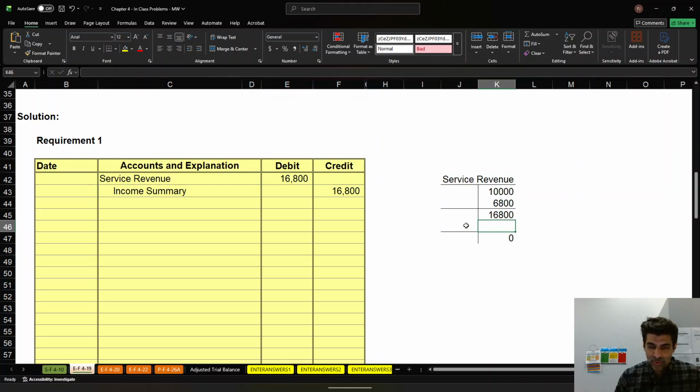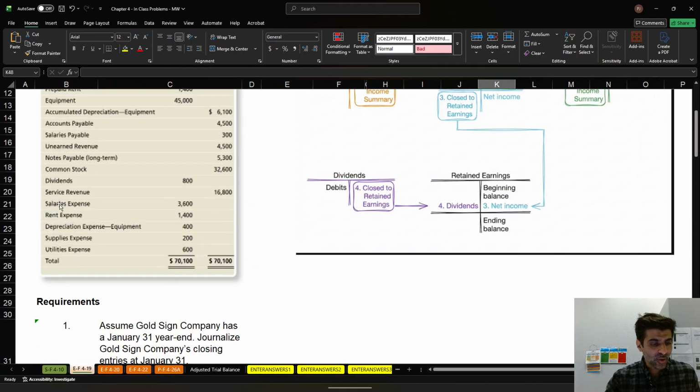I saw a lot of people doing this. If I switch these two around, I'm just going to end up doubling my account balance. The goal again is to not double it. The goal is to close it to zero. Now you're going to do that for every single one of your expense accounts.